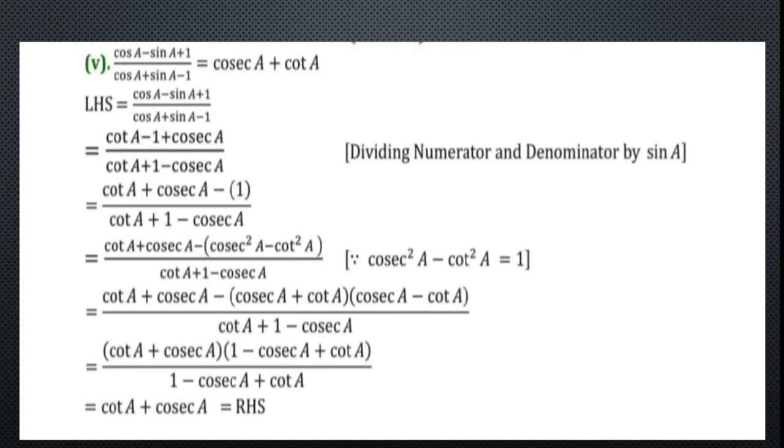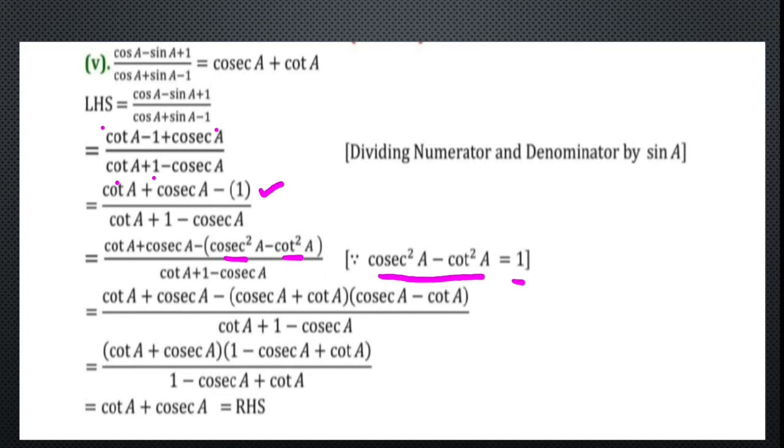Now take this cot A plus cosec A minus 1. Similarly, cot A plus 1 into minus A. Now in place of this one you can write cosec A minus cot A, because cosec A minus cot A is equal to 1 by the third identity.